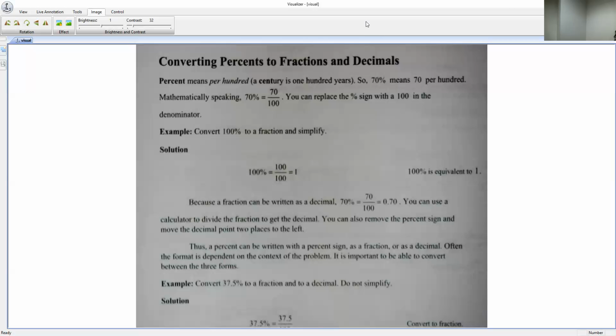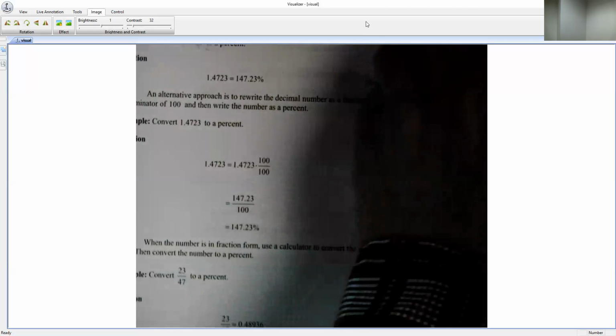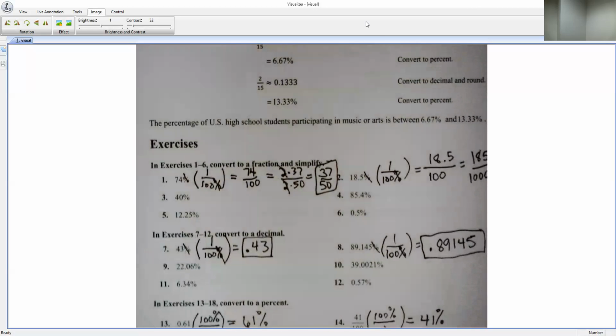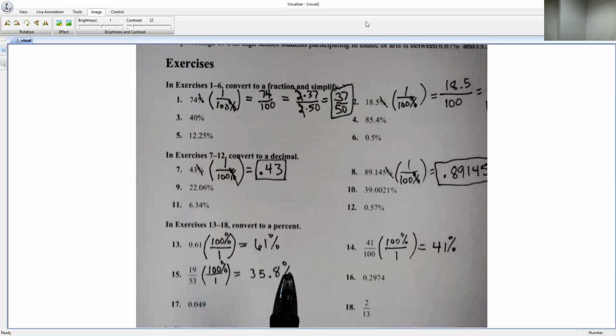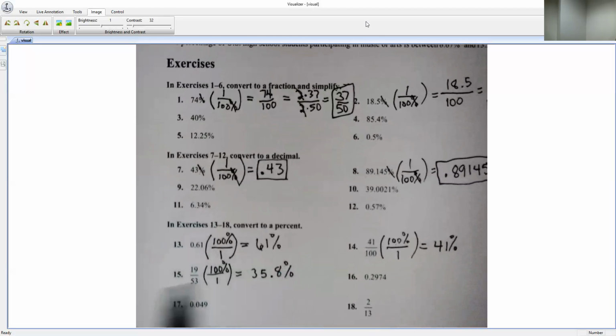And then all of the conversions will be very, very similar to the conversions that we did in last week's lesson. Okay, so for an example, let's work through some problems here. The first exercise asks us to convert a percentage into a fraction and then simplify it. So we're given 74%, and we'd like to convert that to a fraction.